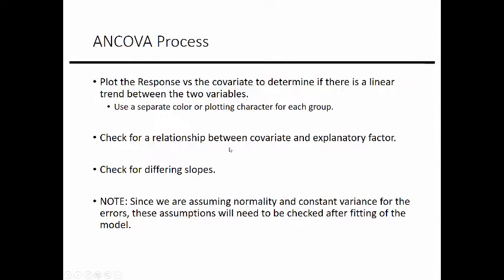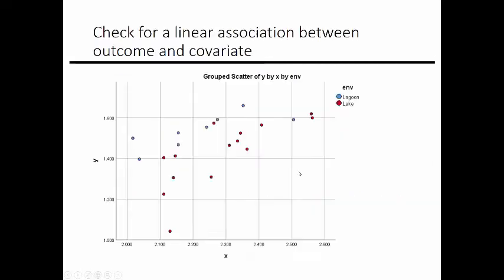After that, I want to check for the relationship between the covariate and the explanatory factor. So I actually use the covariate as the outcome and the explanatory as the explanatory variable in an ANOVA, and determine if there's a significant relationship there. And then once I do that, I'm going to do what's called checking for differing slopes, and we'll talk about that in a minute. And then also, since we're always assuming normality, we need to check our assumptions with regard to any linear model.